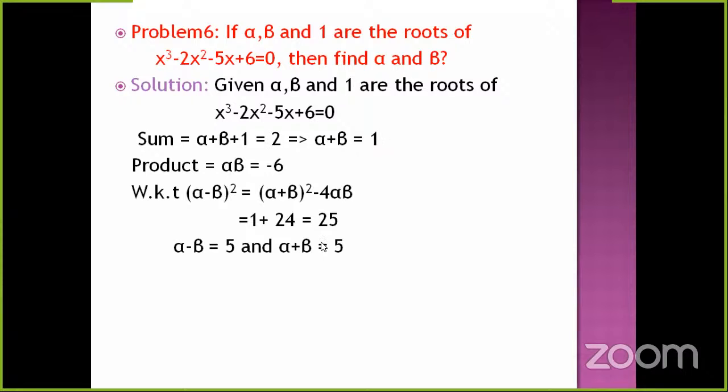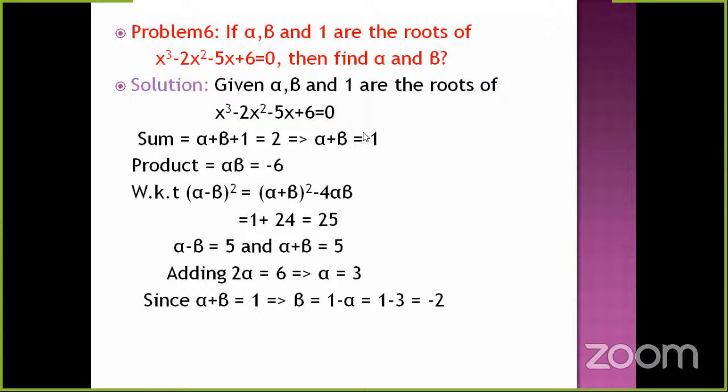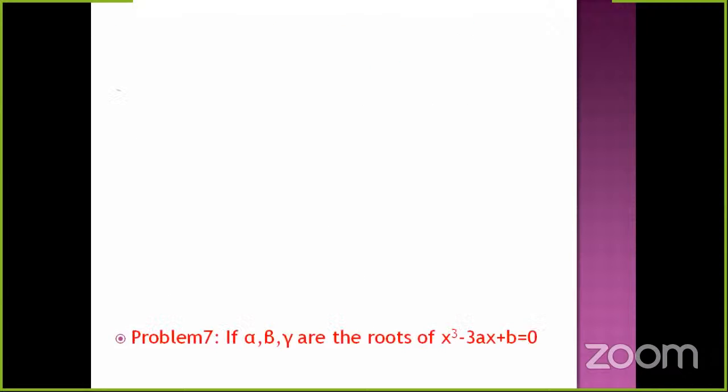So already I got alpha plus beta is equal to 1, and alpha minus beta is equal to 5. By adding both of them, I will get 2 alpha is equal to 6. That implies alpha equal to 3. And what is the relation between alpha and beta? Alpha plus beta is equal to 1 here. So by substituting the value of alpha, I will get beta is equal to 1 minus alpha, that is 1 minus 3, which is equal to minus 2. Therefore, the value of alpha is equal to 3 and the value of beta is equal to minus 2.